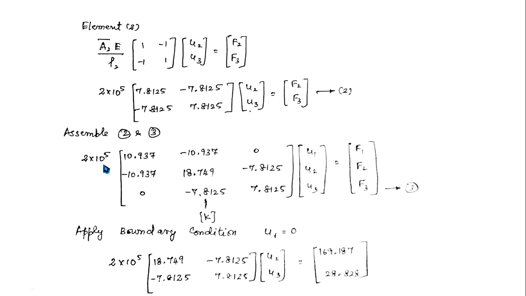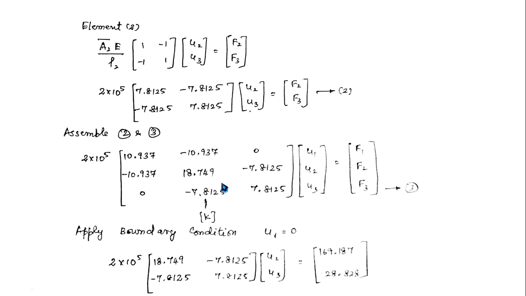So this 2.2 into 10 power 5 and this 3 cross 3 matrix is called the global stiffness matrix. The global stiffness matrix is what you get just after assembling, for any number of elements you have. In this problem you have 2 elements, so after combining the finite element equations of the 2 elements, you will get this final stiffness matrix. In case your problem has 3 elements, then you have to combine the finite element equations of the 3 elements, and then you will get your final global stiffness matrix. This is your global stiffness.